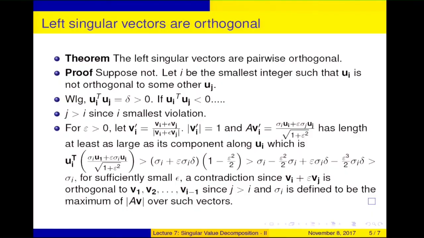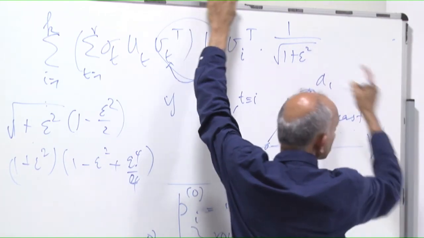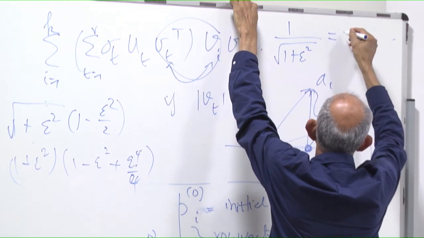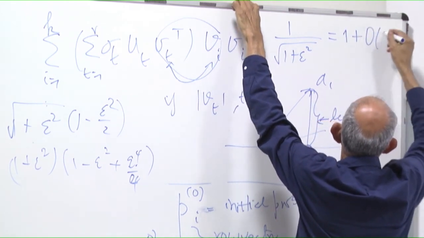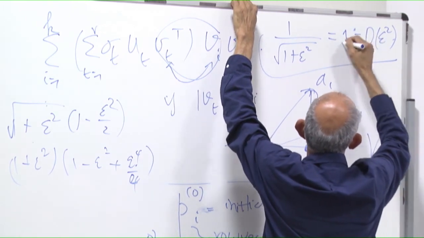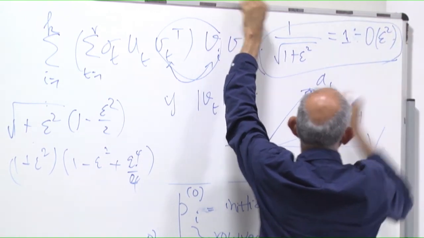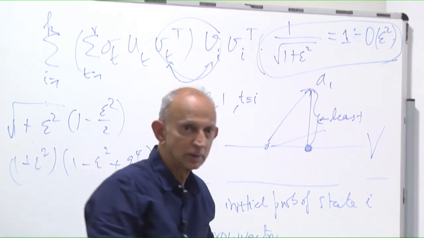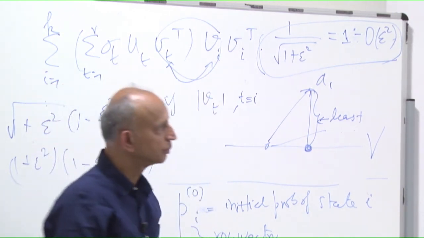Okay. So epsilon is infinitesimal. 1 over square root of 1 plus epsilon squared is second order. Only second order terms come. If I do a Taylor expansion of that, that's equal to 1 minus order epsilon squared. Doesn't matter what the constant is.